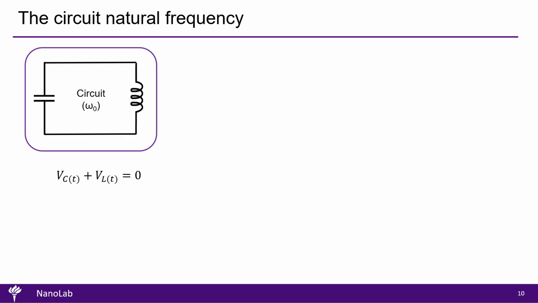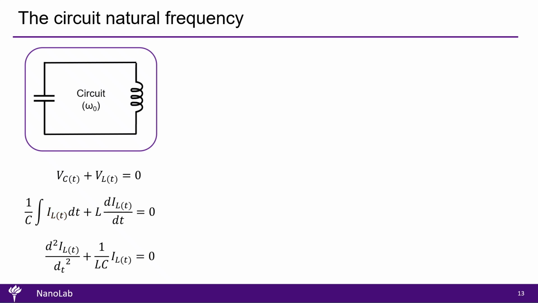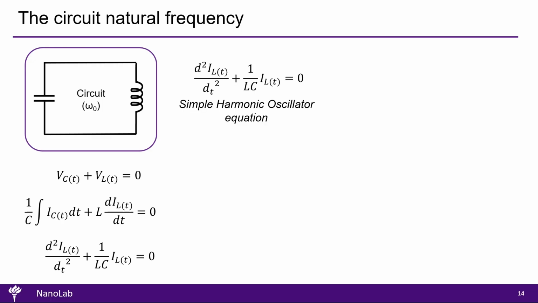Now, we substitute both Vc and Vl by their corresponding volt-current relationships, and, since the current through both elements is the same, let's replace IC with IL in both terms. Finally, we differentiate with respect to time and divide through by L to obtain this second-order differential equation. This is the equation of a simple harmonic oscillator, which is basically telling us that the current in this circuit swings back and forth in time. Let's take a closer look.